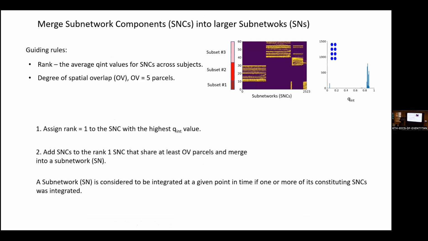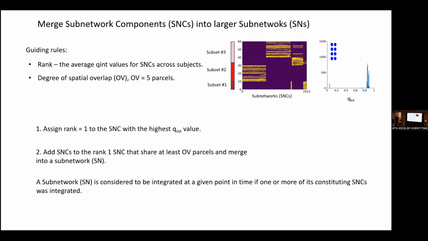So the final step is then to combine all these subnetwork components into larger units, because we have a lot of them. We have over 2,500, just for the simple example. And we do that by ranking them, so average queuing values for SNCs across subjects. And we set how much of a spatial overlap we tolerate. This is a manual parameter that you have to set. As an example, when you do an ICA analysis, you have to set the number of components you want to retain, typically. This is something that you have to try. It will be dependent, of course, upon the parcellation, the granularity of the parcellation.